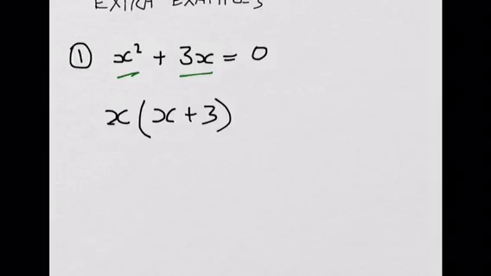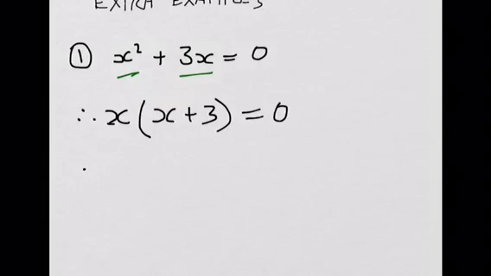If you expand that out, you'll see that x times x gives us x squared, and x times 3 gives us 3x. So we end up with the original. It's a good idea to remember to put the therefore symbol at the front. So x squared plus 3x equals 0, therefore x, and then brackets, x plus 3 equals 0.